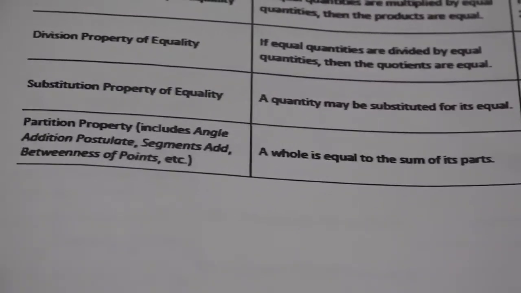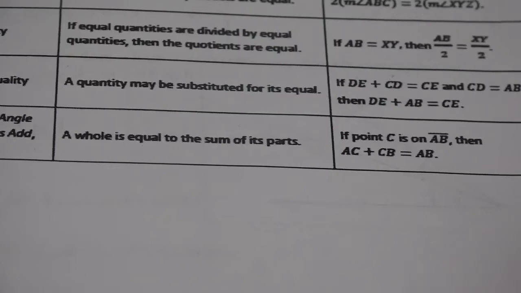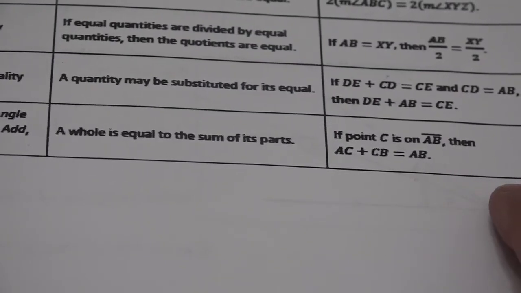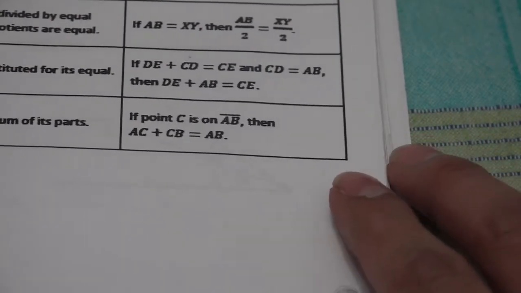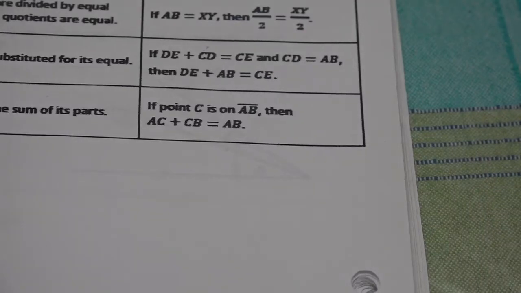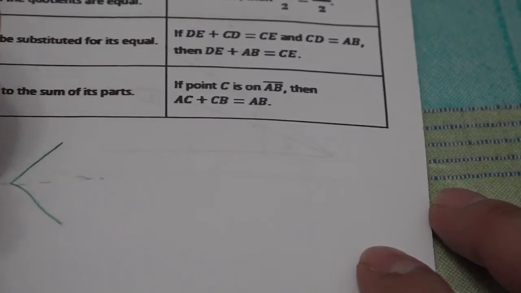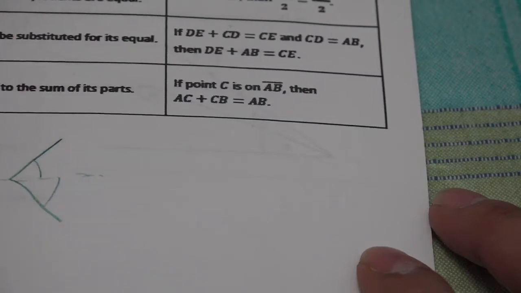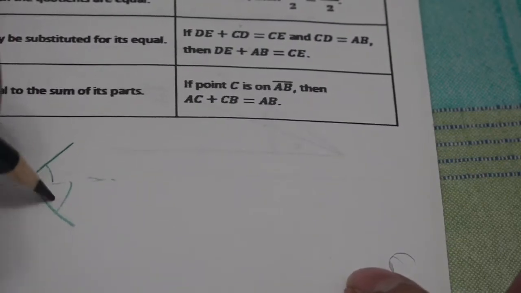And then we have the partition property. It says that a whole is equal to the sum of its parts. If you have an angle of 72, from the previous lesson, and then you draw an auxiliary line that divides the angle into two angles, they can be congruent or different, but it divides it into two angles. In other words, if you have an angle like this and you draw an auxiliary line right here, now you got this angle and this angle. That's the partition property. The whole angle is equal to the sum of its parts.